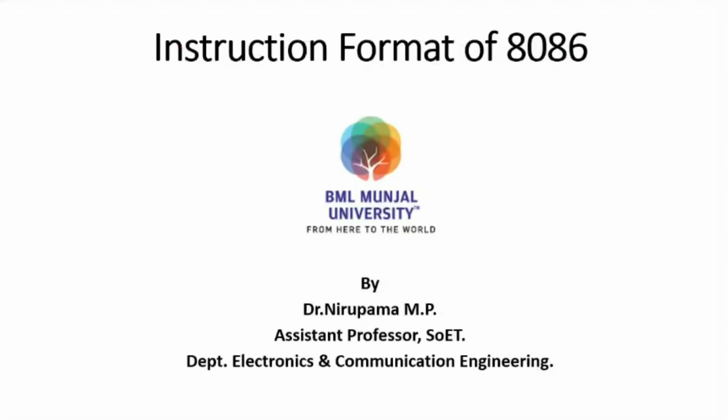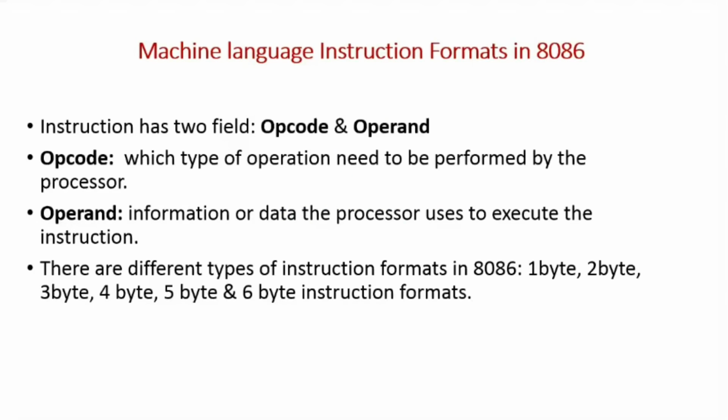Hello everyone. Today we'll discuss a topic on instruction format of 8086. A machine language instruction format has one or more fields associated with it. The first field is called opcode and the second field is the operand field. That means the instruction, whatever the processor receives from the user or a programmer, will have two fields: one is the opcode and the other is the operand.